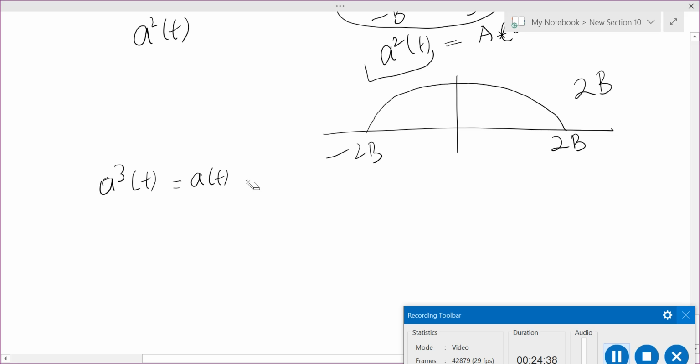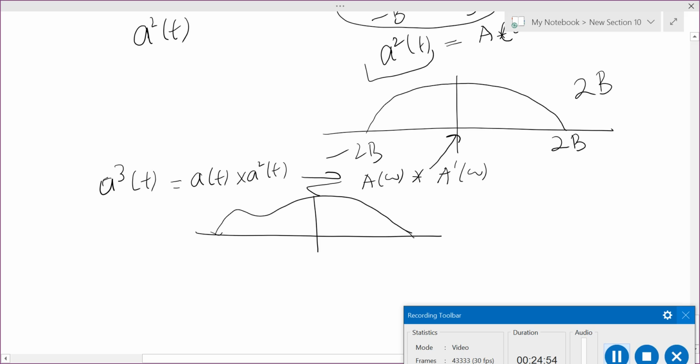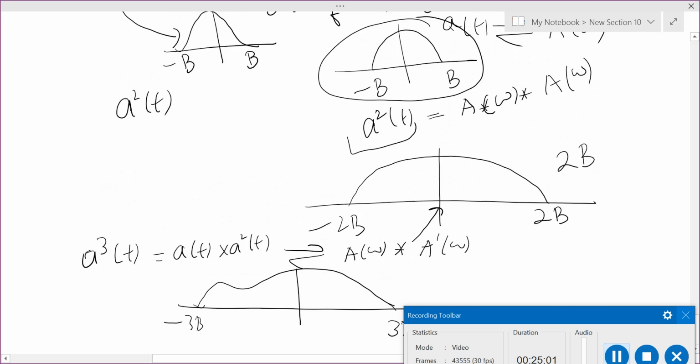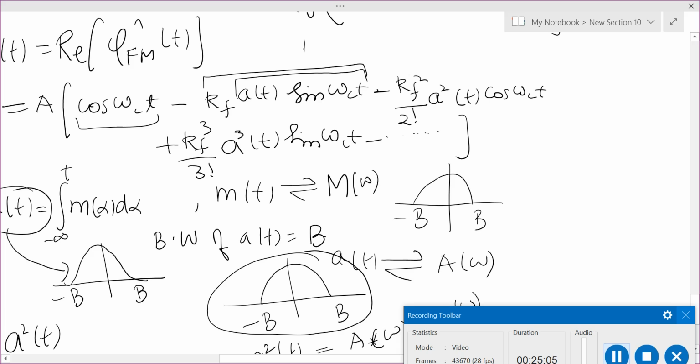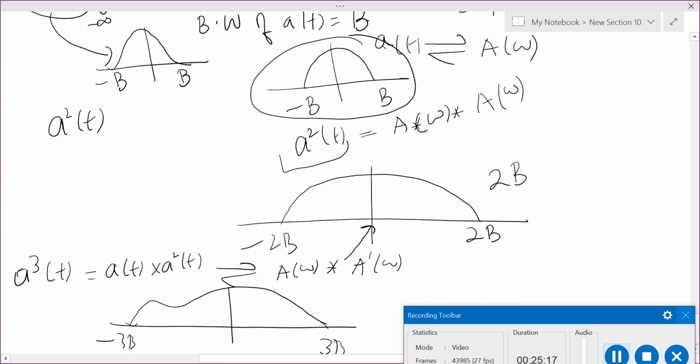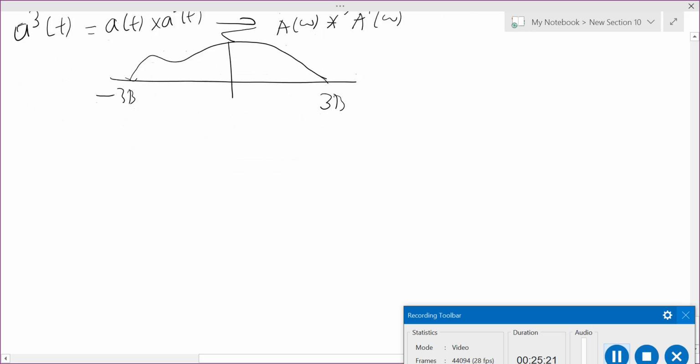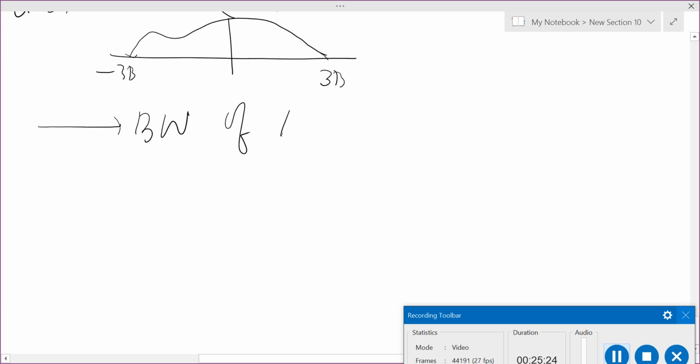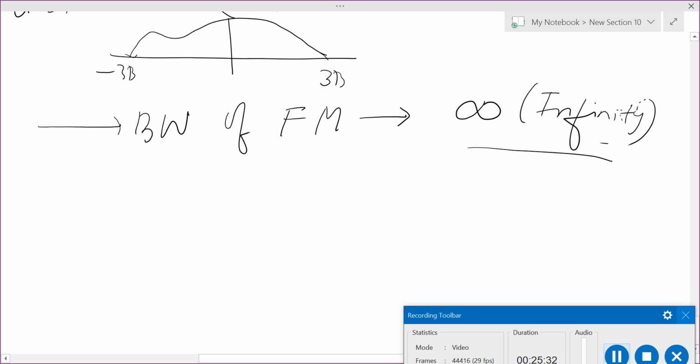Similarly, a cube of t will be a of t convolved with a square of t. Now a square of t has bandwidth 2B and a of t has B, so the convolution will have bandwidth 3B. Similarly, a to the 4 of t has bandwidth 4B, a to the n of t has bandwidth nB. There are such infinite terms in the FM signal. It has bandwidth B, this term has bandwidth 2B, this term has bandwidth 3B, and so on and so forth. When you add them up, there are infinite terms, which deduces that the bandwidth of FM, frequency modulation, is infinity. So the ideal, theoretical or mathematical, exact bandwidth of FM is actually infinity.